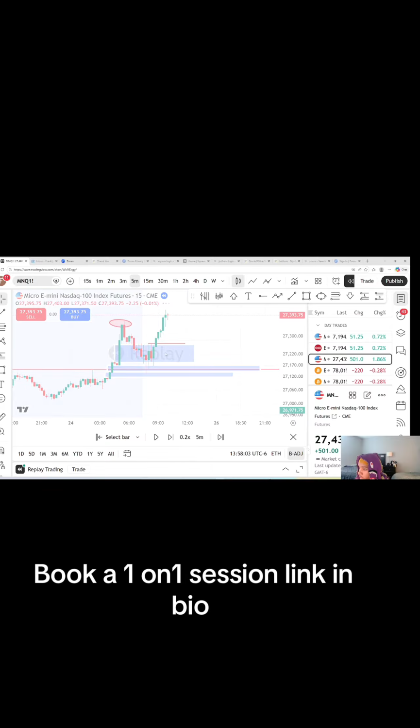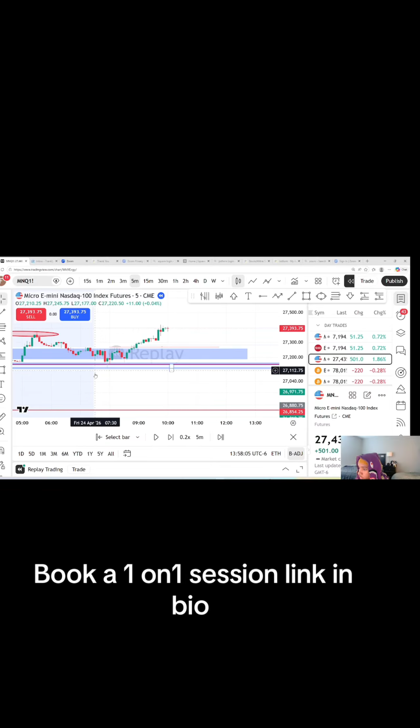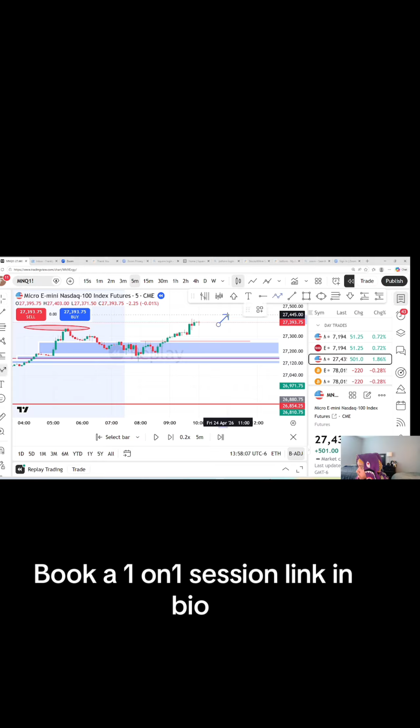And then if you go in the 5-minute and you just look at structure, remember, how does the market move? How does the market move, chat? The market moves like this, right? How do you know the correction is over? Because the market is moving like this, chat. We're not making lows. We're making highs now.